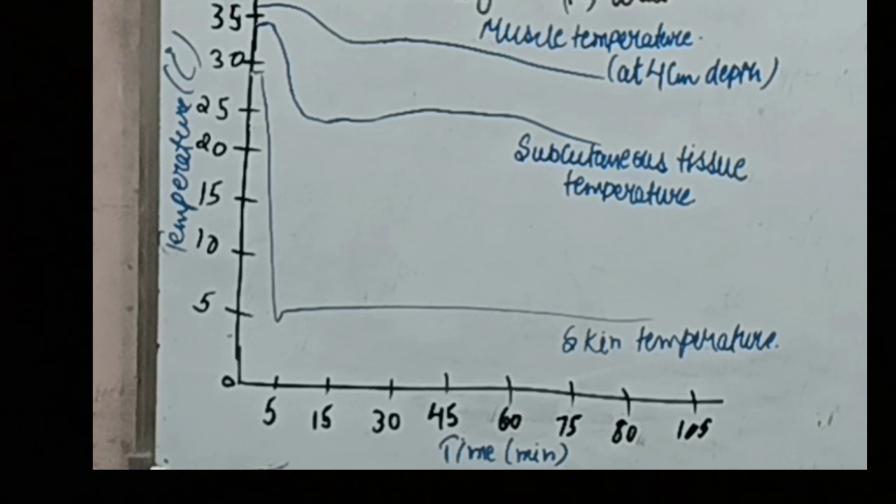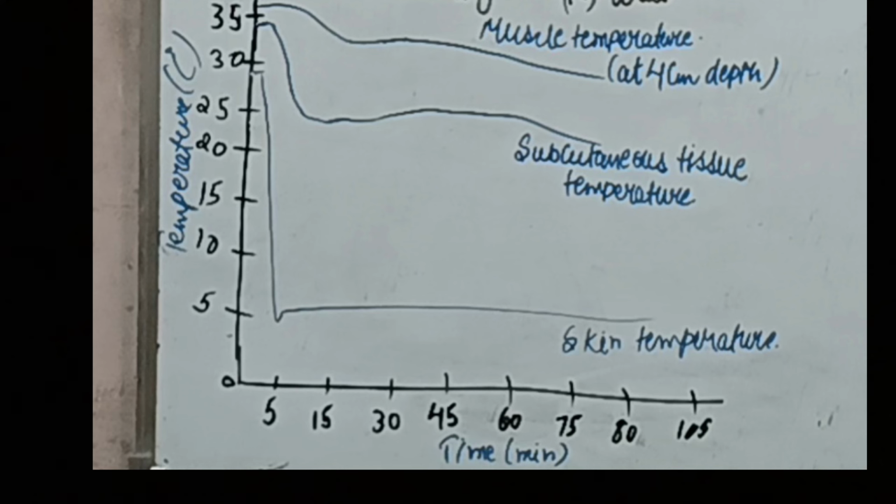So you can see that most of the temperature change is occurring in skin, followed by subcutaneous tissue, followed by muscles, and the minimum change is occurring in the muscle, which means that the conduction of the cooling from skin to muscle is low. That is, the thermal conductivity is low in skin and subcutaneous tissue. That is why their temperature change is drastic.